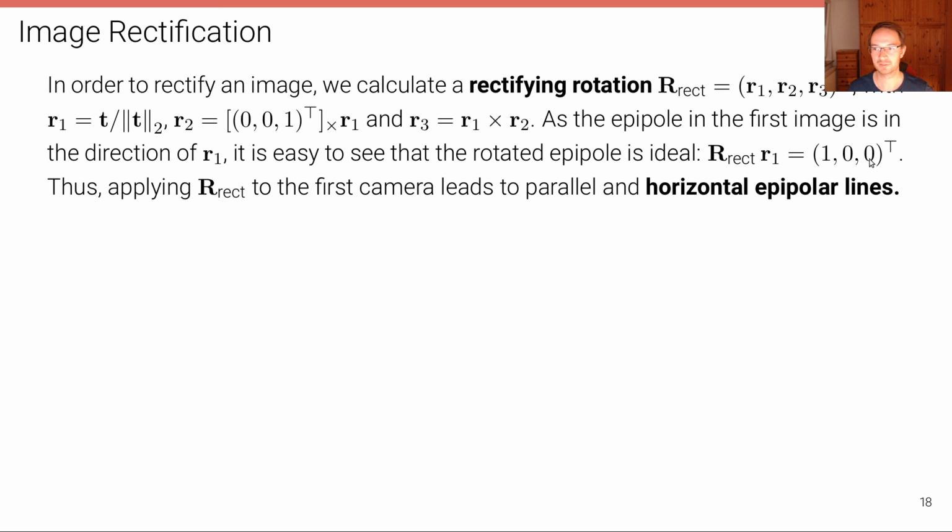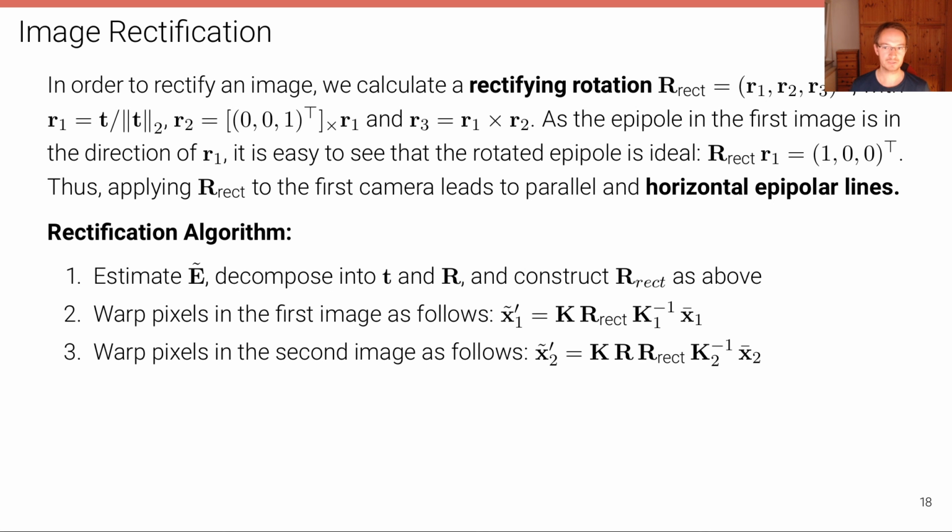Right, it's a homogeneous vector that has a 0 as the last element, and that means it lies at infinity, and it lies at infinity in the x direction because it has a 1 in the x coordinate. So it's an ideal point at infinity in the x direction. Therefore, applying this rectifying rotation Rrect to the first camera leads to parallel and horizontal epipolar lines as desired. So here's an overview of the entire rectification algorithm. We first estimate the essential matrix, then we decompose it into T and R and construct Rrect as above.